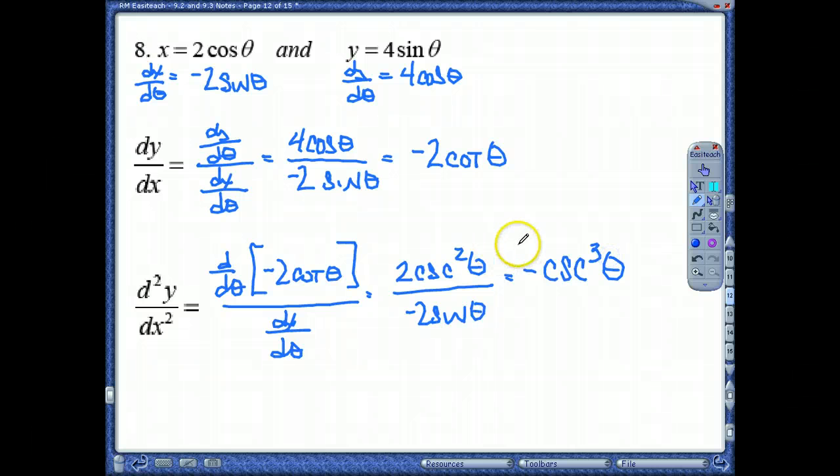Okay. Now they didn't ask me to find any specific values, they just came right out and told me find the first derivative, find the second derivative. So that made it a little bit nicer.